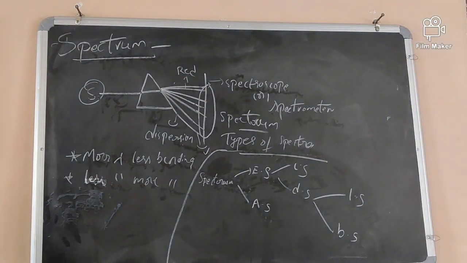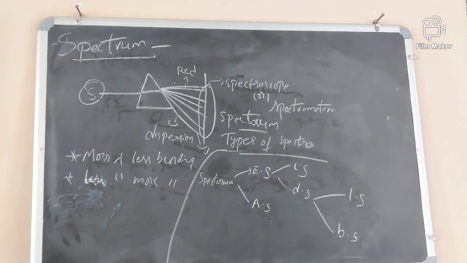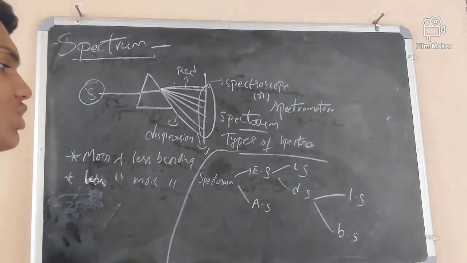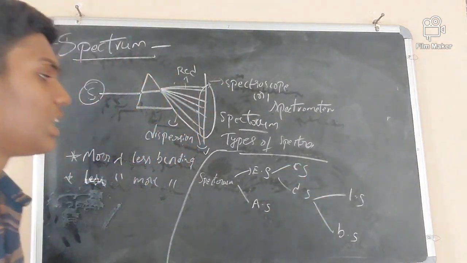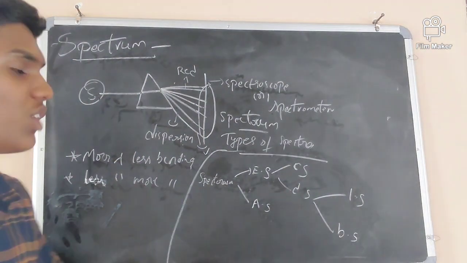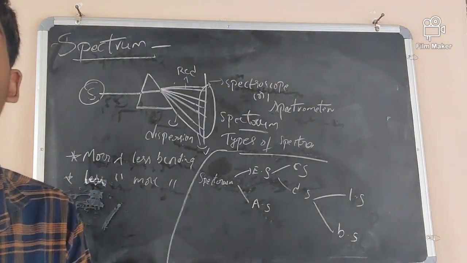Spectrum is divided into emission spectrum and absorption spectrum. Emission spectrum is divided into continuous spectrum and discontinuous spectrum. Discontinuous spectrum is further divided into line spectrum and band spectrum.